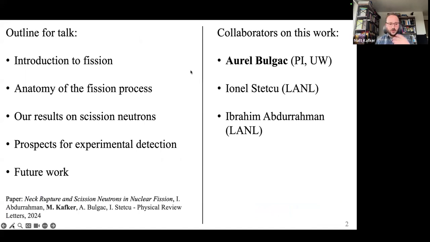I want to give a brief outline of the talk. We're going to go over an introduction to nuclear fission. We're going to go over a detailed anatomy of the fission process. Then I will present our results on scission neutrons and prospects for experimental detection, and then I will outline future work. The reference for the paper that we'll be discussing is at the bottom here. This was published in Physical Review Letters in 2024. My collaborators on this project are Aurel Bulgac, who's the PI from the University of Washington, and also Yanel Stetku and Ibrahim Abdurrahman at Los Alamos National Lab.